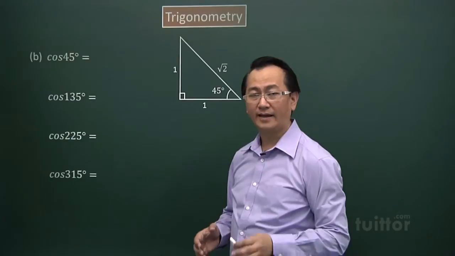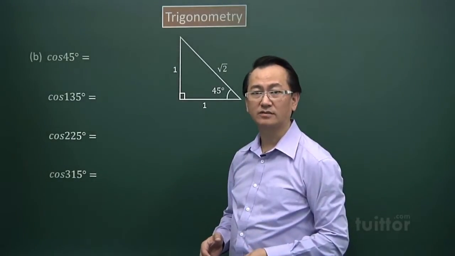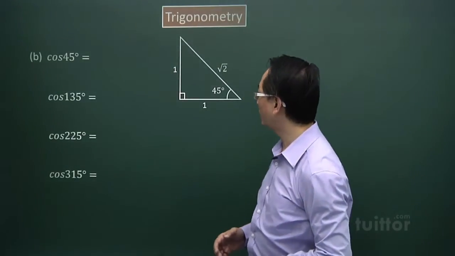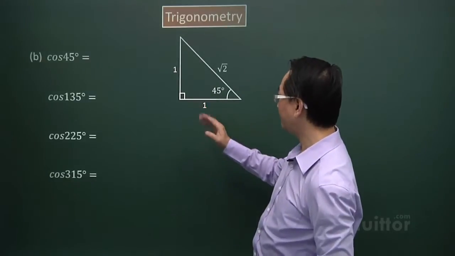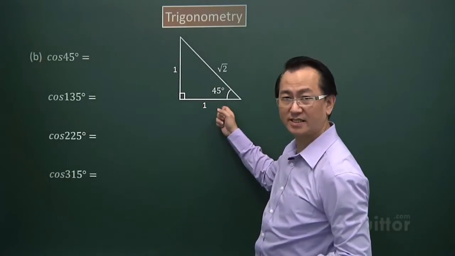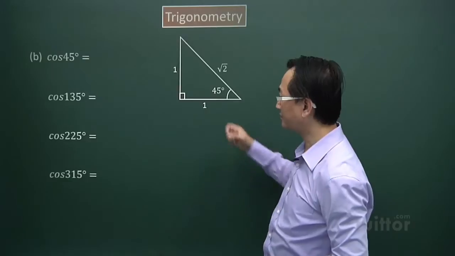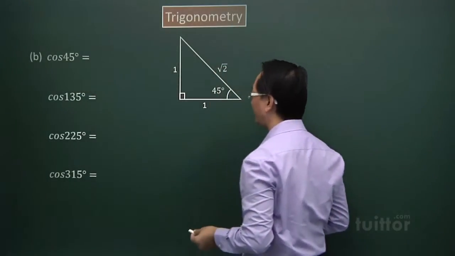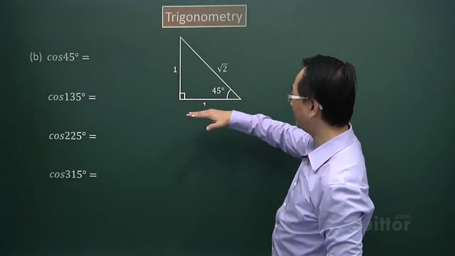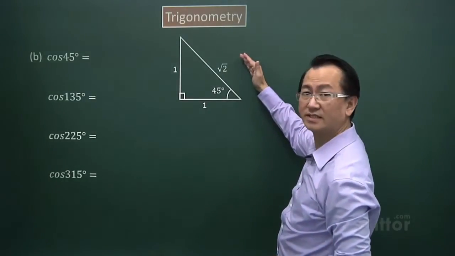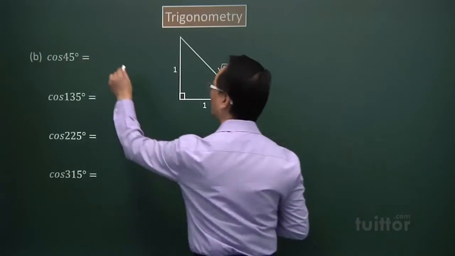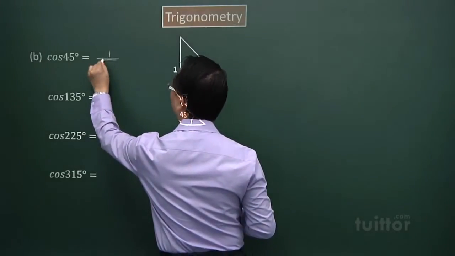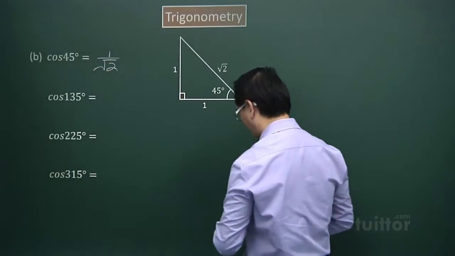Now we look at another trigonometric function, cosine. So the same arrangement, an isosceles right angle triangle. So when I look at cos 45 degrees, I'm looking at adjacent over hypotenuse. So the value would be 1 over square root 2.